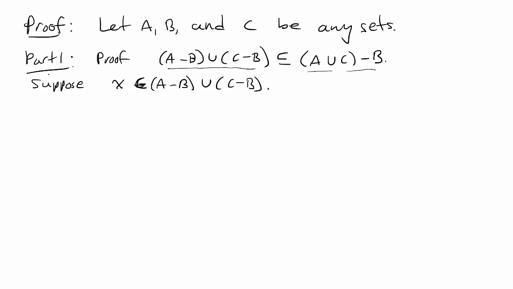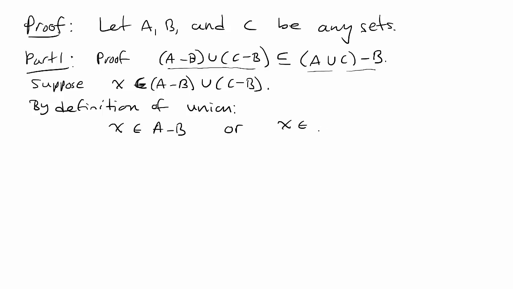All right, so by definition of union, because we're going to start to break this down, X is in this set difference, or X is in the other set difference. Okay. Now this is a little different than the previous proofs we've done. You're actually going to break this down into two cases. Case 1 is going to be X is in this first set difference. All right, so case 1, X is in the set difference between A and B.